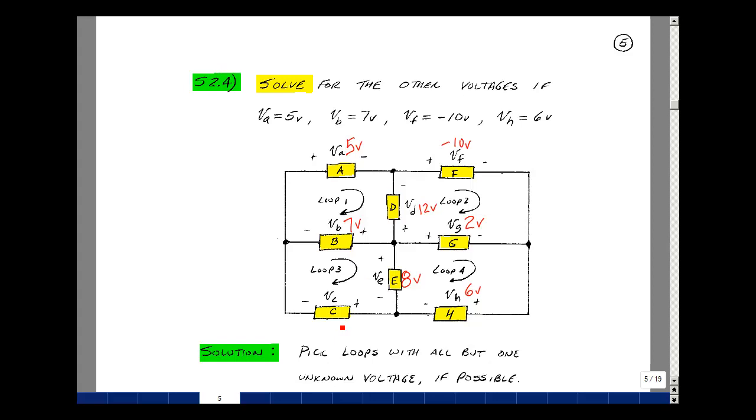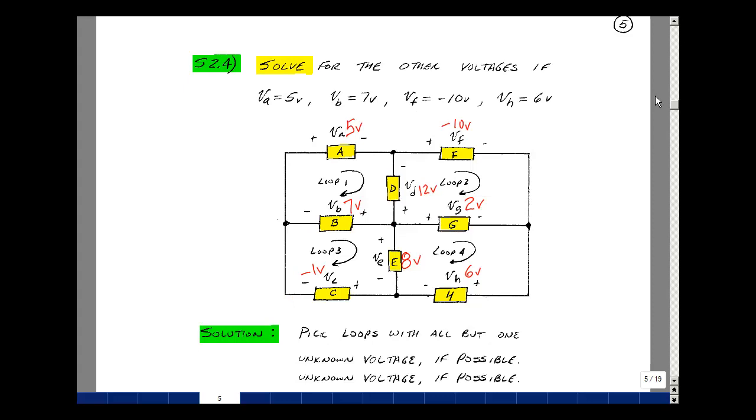Now we know 2 of the 3 in loop number 3. You can start anywhere. Here's a drop of V sub E, a drop of V sub C, and a rise of V sub B. 7 volts is equal to 8 volts plus V sub C. That would make V sub C equal to minus 1 volt. And let's just check that. 8 volts plus minus 1 volt, which is 7, is equal to the rise of 7.